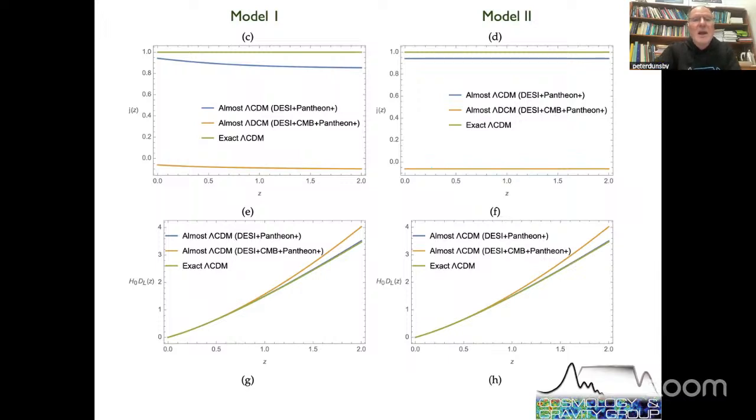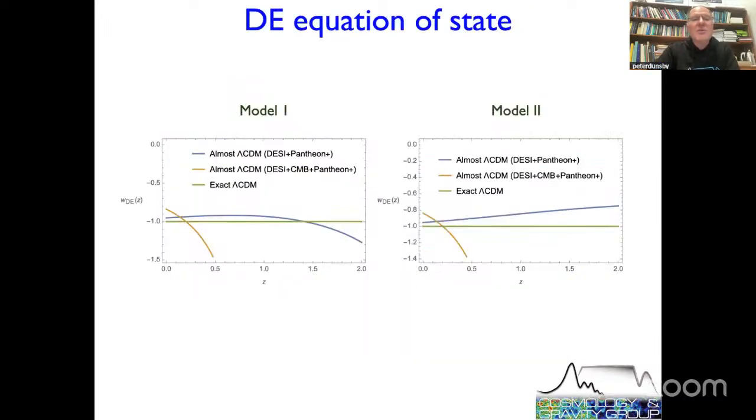And you can then construct what your equation of state parameter looks like. Again, the same thing seems to occur. For redshifts up to 1, DESI plus Pantheon plus gives you an almost constant W dark energy, which then becomes phantom beyond a redshift of 1.5. But if you include CMB data, then you end up with a phantom equation of state at much lower redshift. And that's true for both models 1 and model 2.